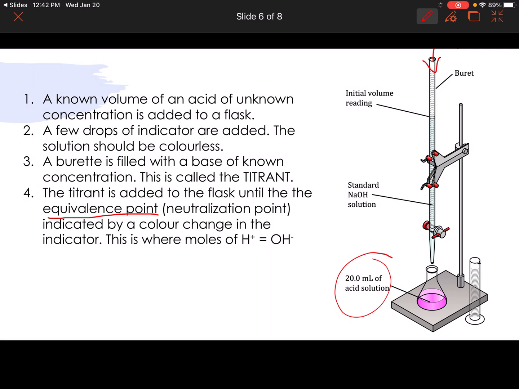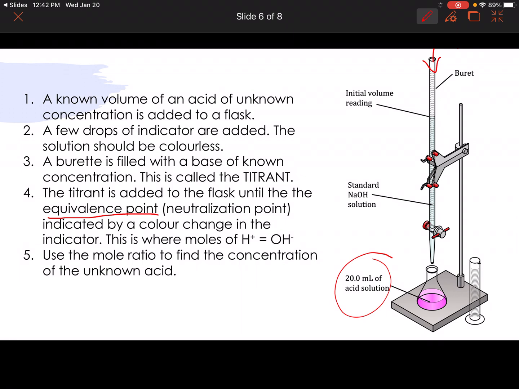So when we see this color change happen, this is the neutralization point. At that particular point, we know that the moles of H plus are going to be equal to the moles of OH minus. Okay, so we've got our acid equaling our base here, hence the neutralization point. Now from here, you're going to use the mole ratio to find the concentration of the unknown acid.